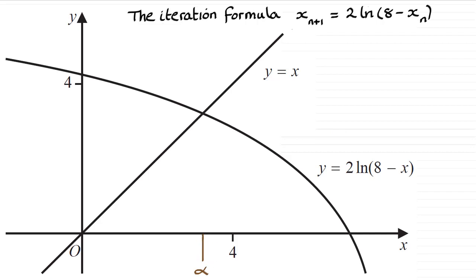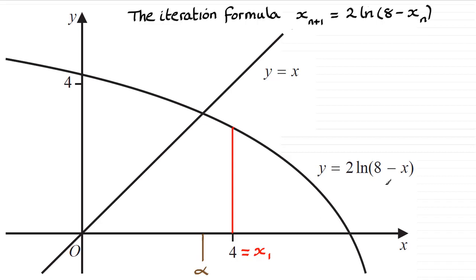And so to answer this, what you'd need to do is draw a cobweb graph on top of this graph here and hope that it spirals in. We take our first approximation, x1 being equal to 4, and from here we draw a line up onto the graph of y equals 2 times the natural log of 8 minus x.